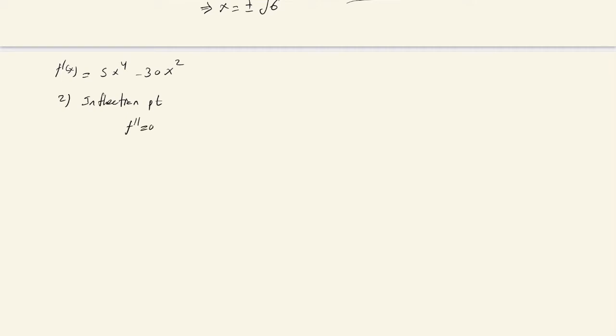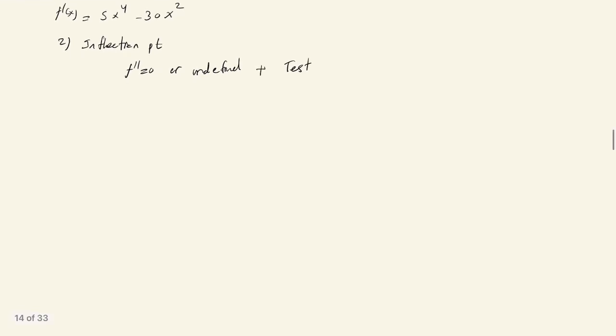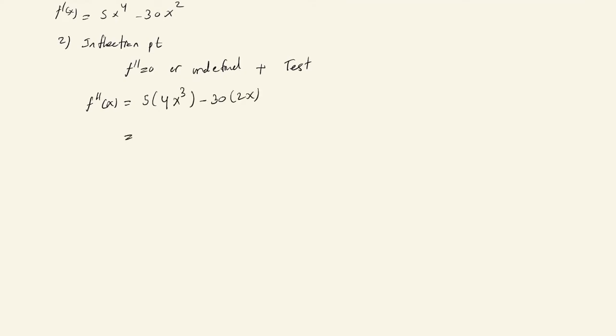So now, again, this is our first derivative, and we need inflection points. Remember, an inflection point is where the second derivative is 0 or undefined, and also we need to do a test. So let's take the second derivative. Remember, the second derivative is the derivative of the first. This is just using the power rule. It's going to be 20x to the 3 and then minus 60x. Here I can factor out the term 20x, and we're left with x squared minus 3.